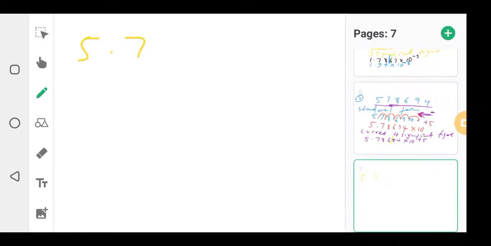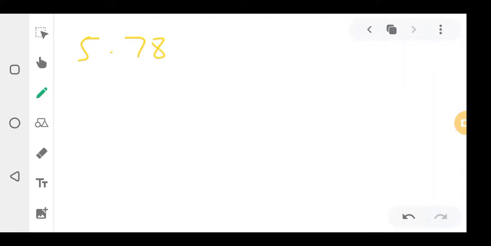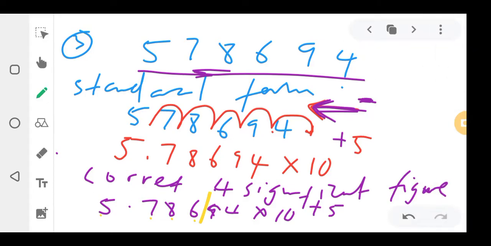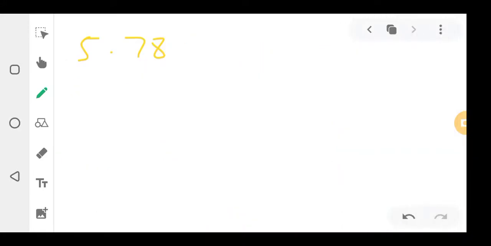So it would be 5.78. You cut it off there. It was supposed to be 86, but because there is a 9 there, you add 1 to 6, so it will be 7. 5.787 times 10 raised to the power positive 5. So guys, that's how you do this.